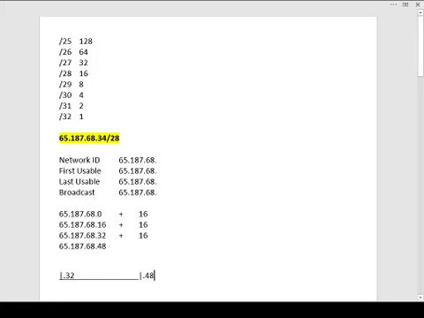So let's go up here, and we know our network ID is going to be 32. The first usable has to be one higher than the network ID. The broadcast is always going to be one less than the next network ID. Well, the next network ID is 48, so we're going to go with 47. And one less than the broadcast is 46, which is your last usable. Network ID is even, broadcast is odd. There are 16 IP addresses, 14 of them are usable.